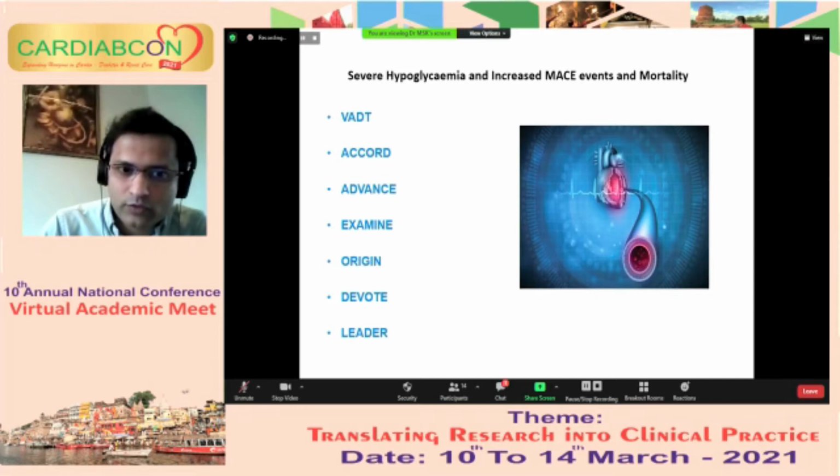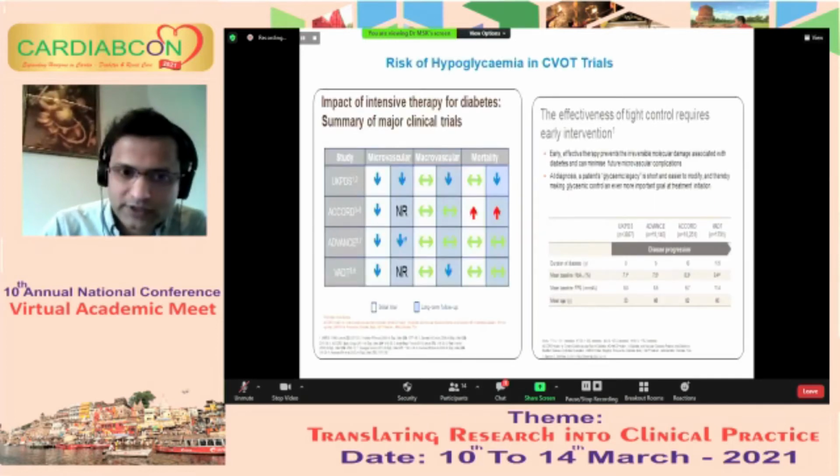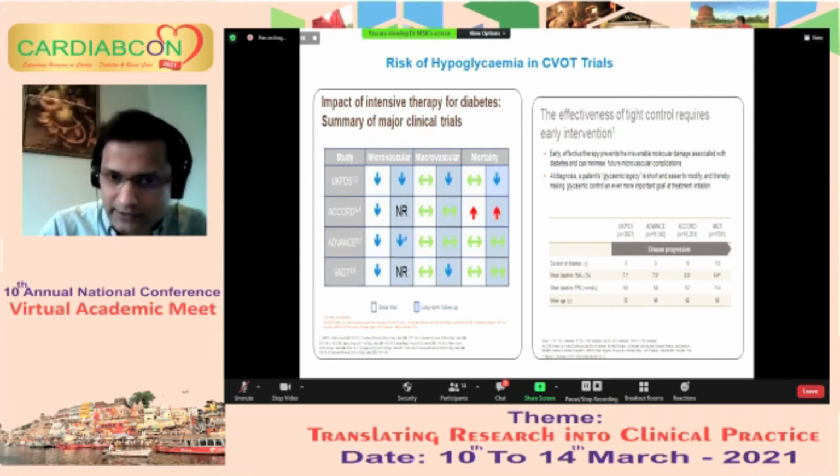So if you look at the UKPDS, this is a slide to summarize it. We'll go every trial more in detail. So UKPDS did show the reduction in the microvascular complications. Macrovascular complications, immediately it didn't show any reduction, but obviously when they did the analysis 10 years, 20 years afterward, they show there was to a certain extent reduction in the macrovascular complications. Again, the mortality, there is not much change.